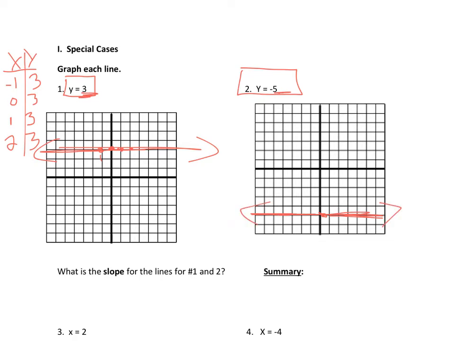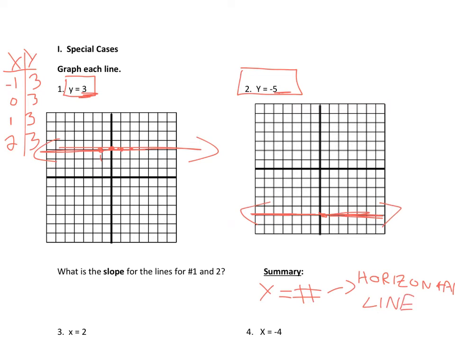All right. So the summary for this is if you ever have y equals any number, and there's no x, you always get a horizontal line. I know that's kind of ugly right there, but it's a horizontal line.